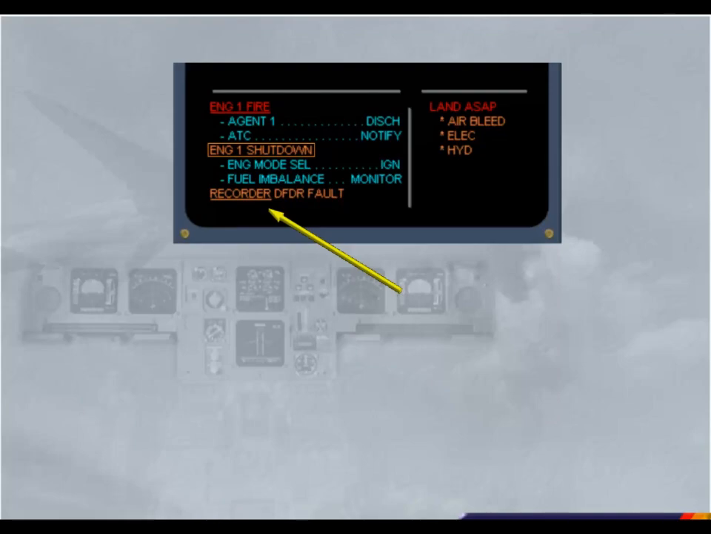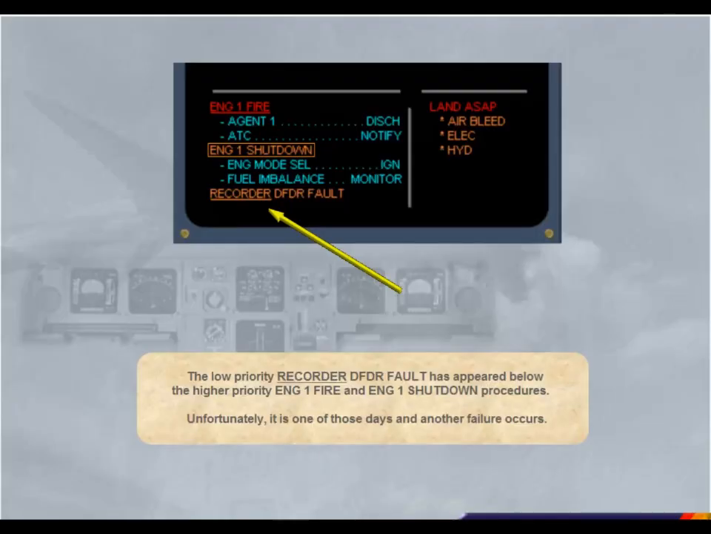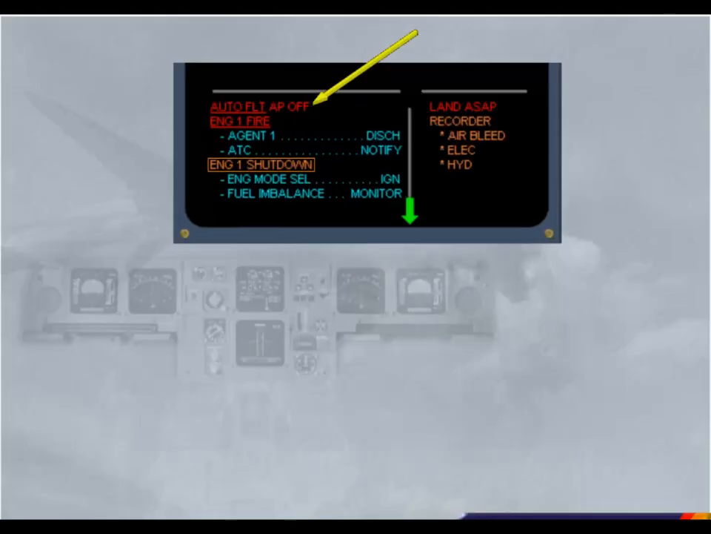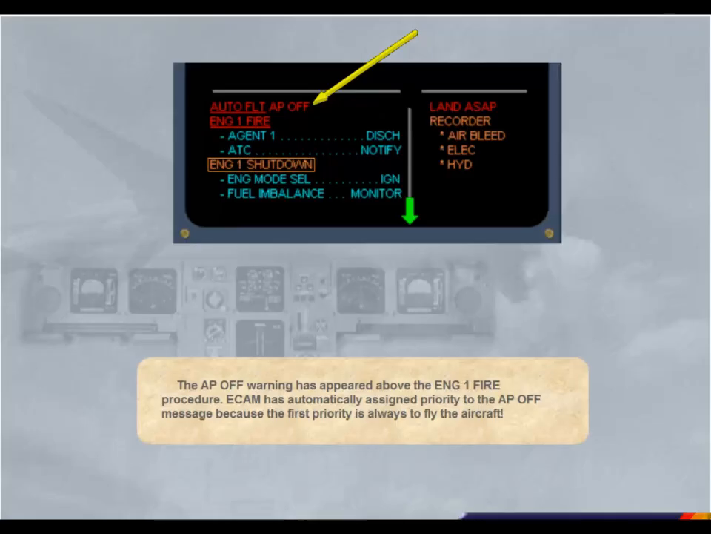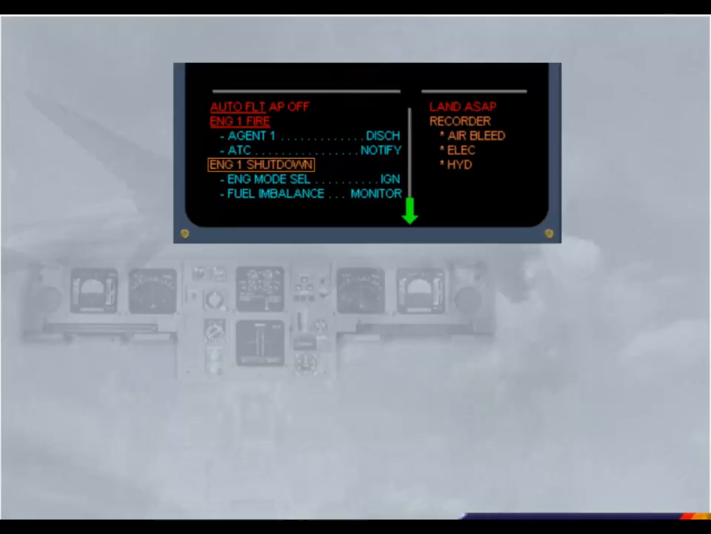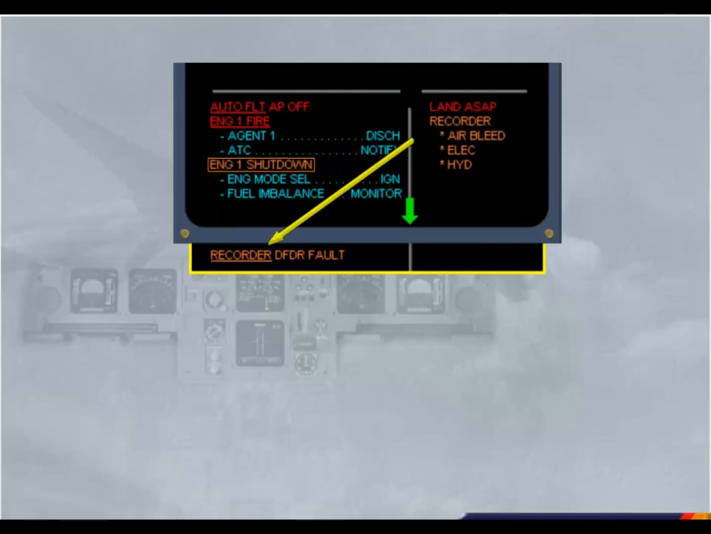Unfortunately, it is one of those days and another failure occurs. The autopilot off warning has appeared above the Engine 1 fire procedure. ECAM has automatically assigned priority to the autopilot off message because the first priority is always to fly the aircraft. The low priority recorder DFDR fault is now off the screen. You are advised that the fault is there by the unstarred recorder text in the right-hand column of the engine and warning display and the green overflow arrow.